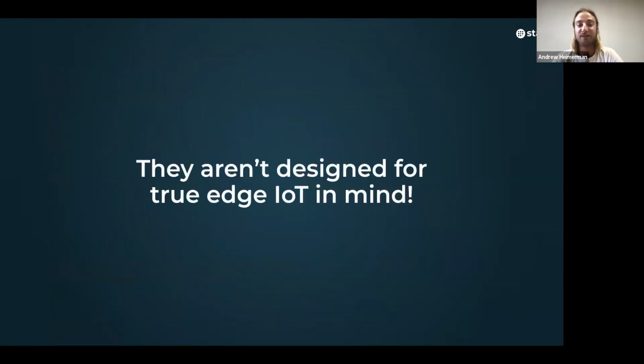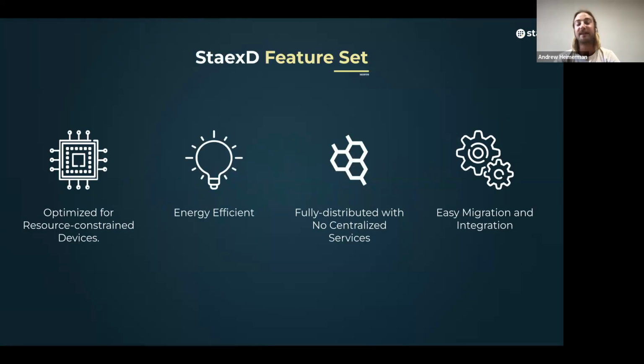So exactly, they aren't designed with true edge IoT in mind, where edge devices can communicate with each other. They need to be able to interact without the controller being available, sometimes over mobile networks, et cetera. And they also need to be suitable for small form factors. And so that's why we created StaexD. StaexD is optimized for resource constrained devices. It is energy efficient, which goes, I guess, in some parts hand in hand with our optimizations for the small size.